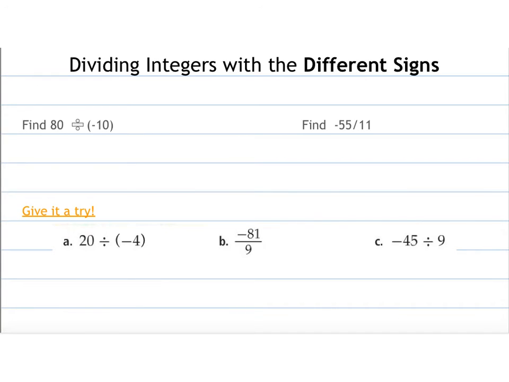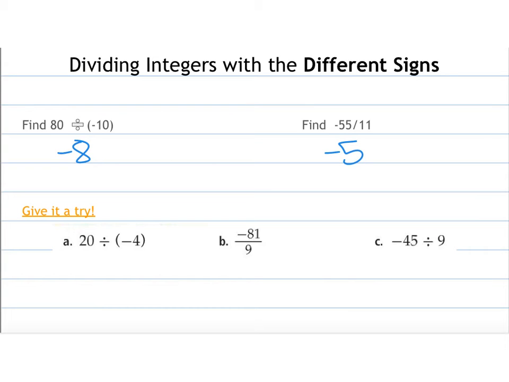All right, so let's try some dividing with different signs. So 80 divided by negative 10. Well, 80 divided by 10 is 8. Since we have a positive and a negative, our answer is negative. Negative 55 divided by 11. Well, 55 divided by 11 is 5. A negative divided by a positive is a negative.